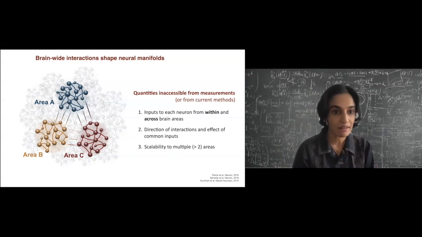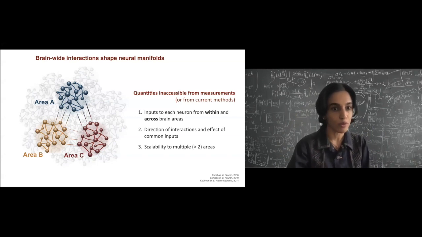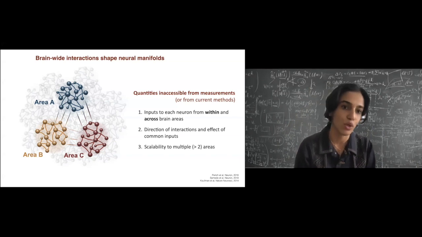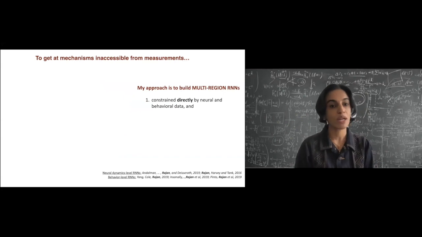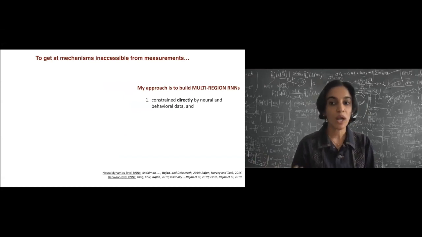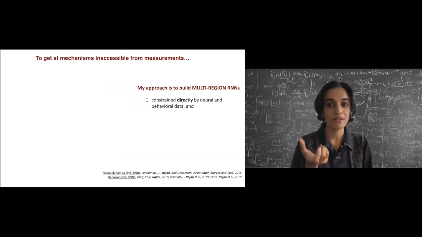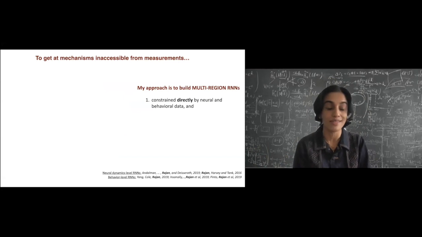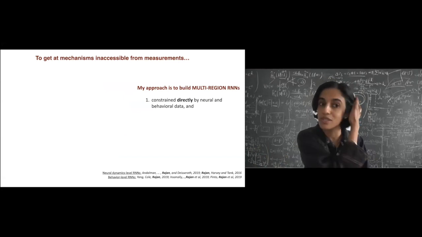And how do you scale these methods to multiple regions, right? Many groups are currently pushing the envelope on this: can we scale current methods of inferring these types of brain-wide interactions to more than two regions? So one approach that my lab takes is to build multi-region recurrent neural network models, abbreviated RNNs here. What I do is build these models so that they are constrained directly by neural and behavioral data. My understanding is, there are all these data, so why not use them to train these networks in the first place?